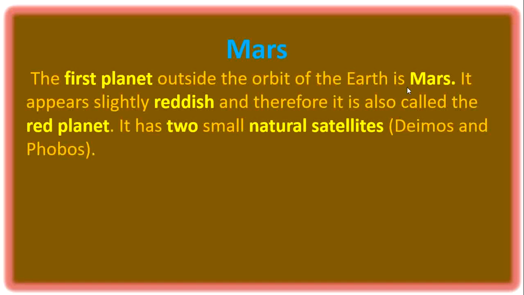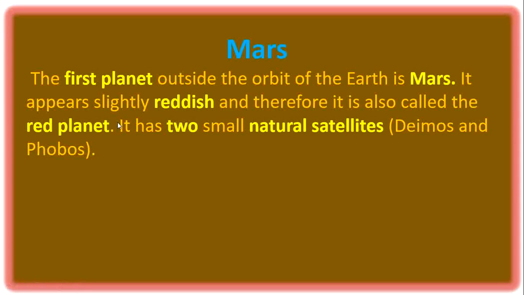Mars. Let us see the next planet, Mars. The first planet outside the orbit of the Earth is Mars. It appears slightly reddish and therefore it is also called the red planet.